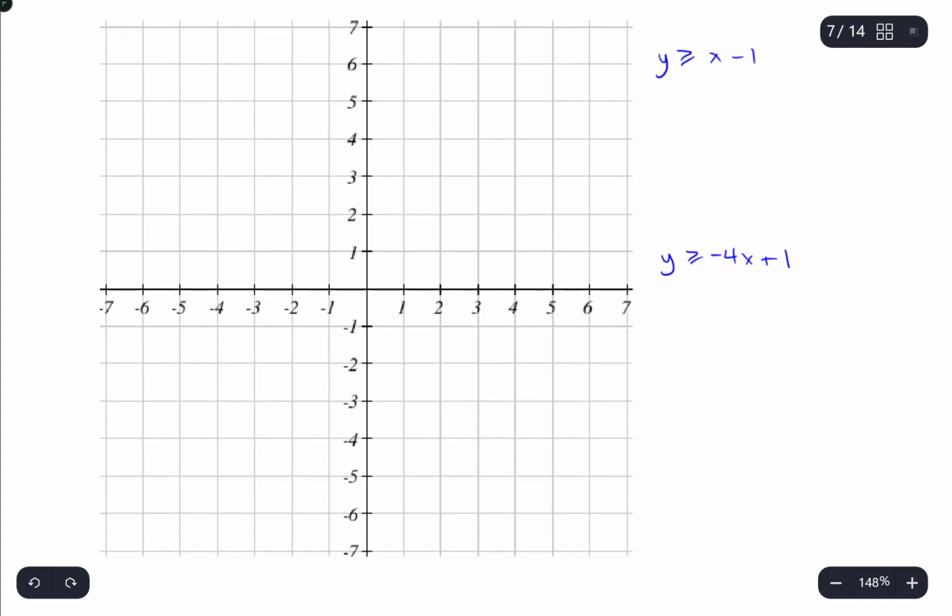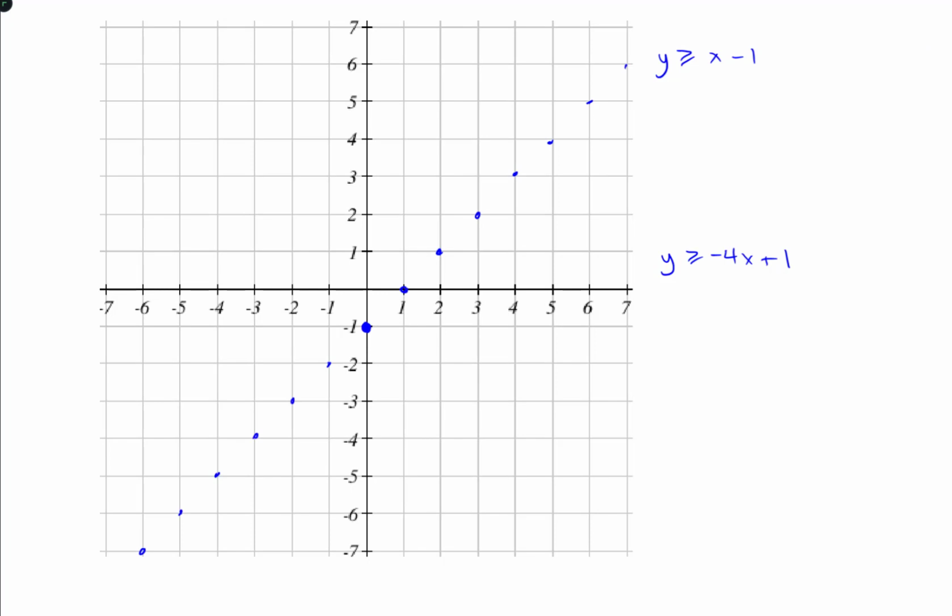I have y equals x minus 1 as an equation, which would have a y-intercept of negative 1 and a slope of positive 1. So if I go up 1 and over 1, I can get more points on the line. So here's my line. Now, this line can either be solid or dashed.